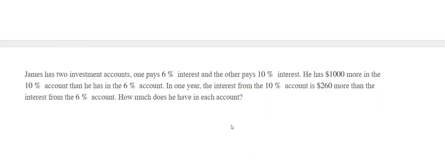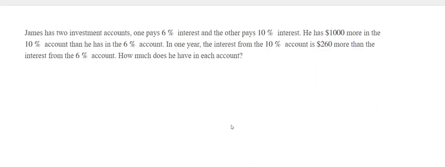Okay, so let's just do a quick couple of examples on this one. James has 2 investment accounts. One pays 6% interest and the other pays 10% interest. He has $1,000 more in the 10% account than he has in the 6% account. In 1 year, the interest from the 10% account is $260 more than the interest from the 6% account. How much does he have in each account?